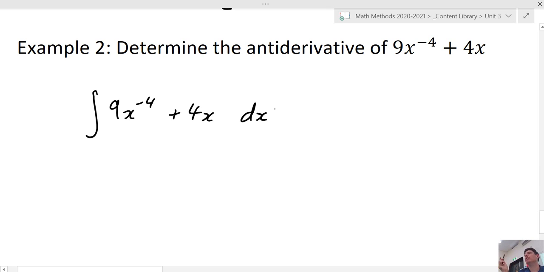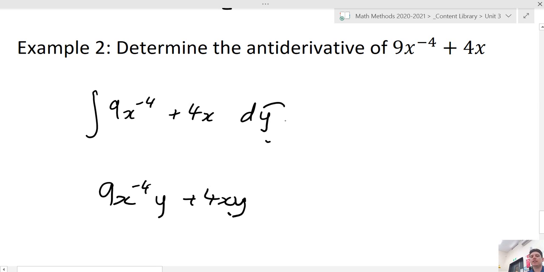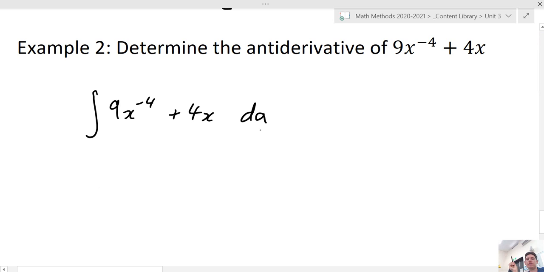The dx at the end is saying we're finding the integral in terms of x. So if I want you to find the integral in terms of a or the integral in terms of y, none of these things contain y, so you would just add y to each of them, because you're just adding 1 to the power of that. But we're not doing it in terms of y for this question, we're doing it in terms of the little change of x.